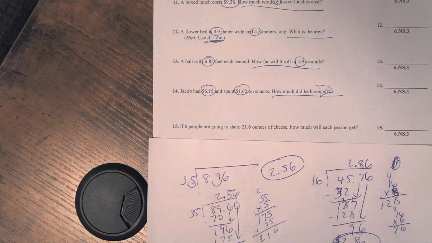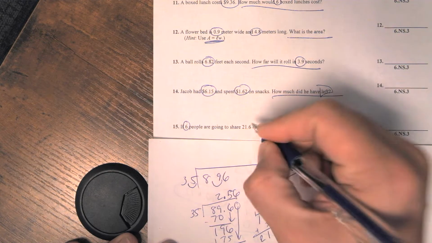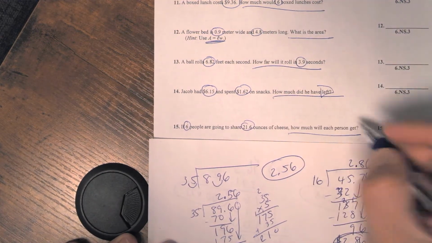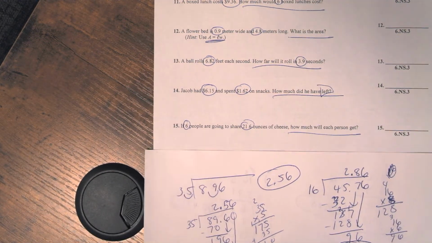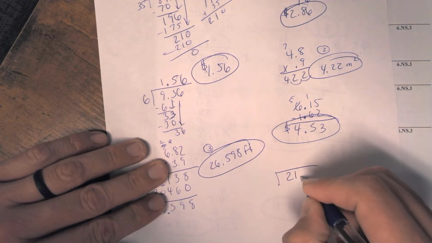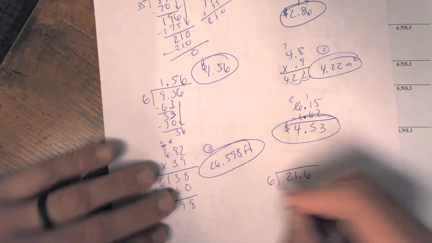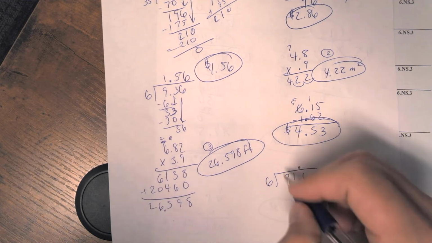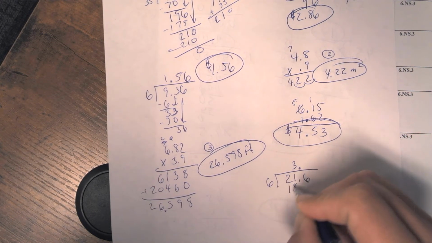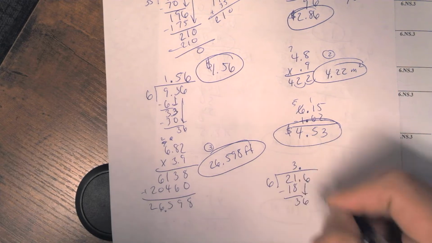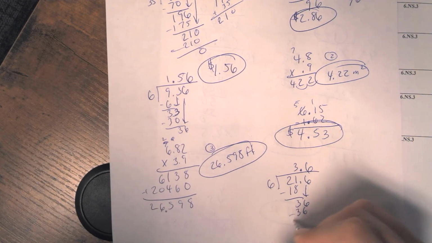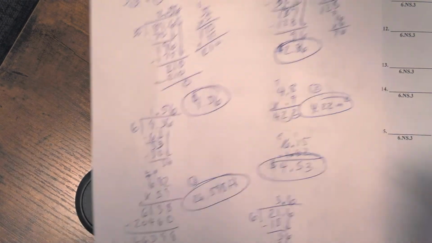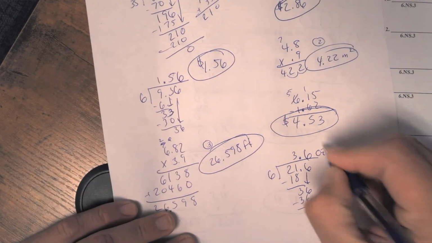And number 15. If 6 people are going to share 21.6 ounces of cheese, how much will each person get? So if they're sharing it, they want to know what each person is going to get. It's going to be division. 21 and 6/10 divided by 6. No decimal on the outside, so we just start dividing. 6 goes into 21 3 times. Goes into 36 6 times. Nothing left over. So it is 3.6 ounces.